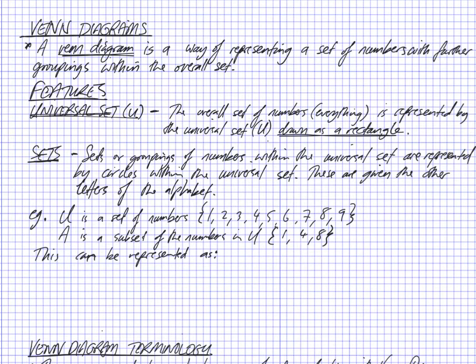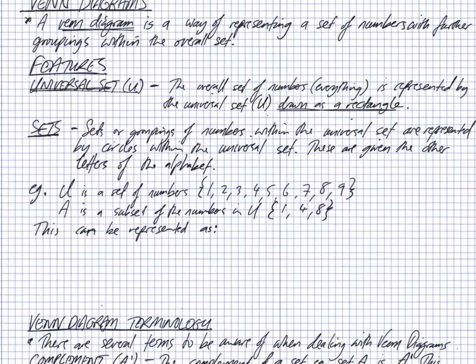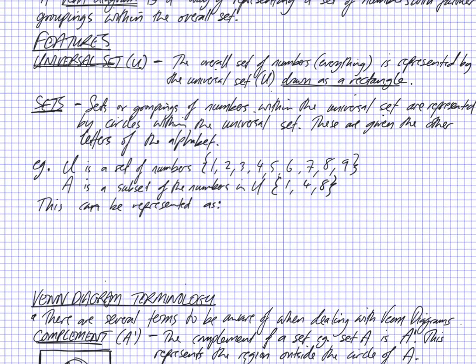Alright, so some of the features of a Venn diagram are the universal set, usually given the letter U. That's the overall set of numbers. Basically everything that you're talking about in the situation. And it's represented by U. You draw it as a rectangle, as in the graph, okay?